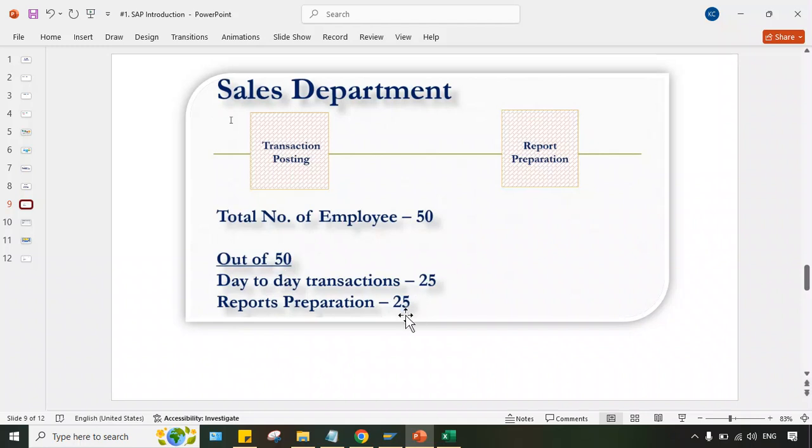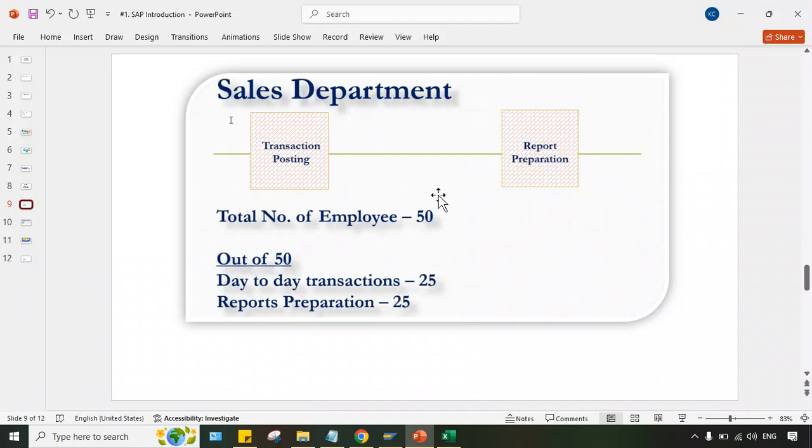These remaining 25 people are not required at all, because once you post the transactions into SAP, these transactions will be treated as input, and based on the input, output will be generated by the system automatically. Report is what? Report is output. So once we have given input to the SAP system, the output will be updated and generated automatically. The 25 people involved in report preparation are not required now, because reports can be generated automatically with the help of SAP, right?